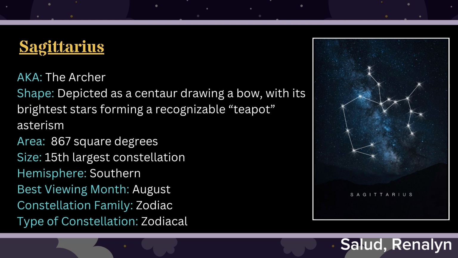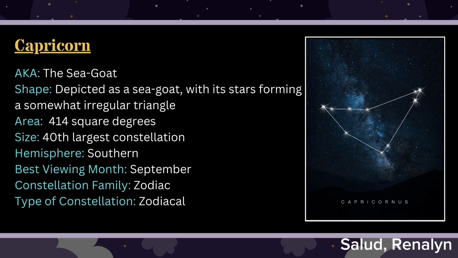Capricorn, depicted as a sea goat with its stars forming a somewhat irregular triangle, having 414 square degrees as an area, 40th largest constellation found in the southern hemisphere, with the best viewing month in September. Constellation family is zodiac, and the type of constellation is, of course, zodiacal.